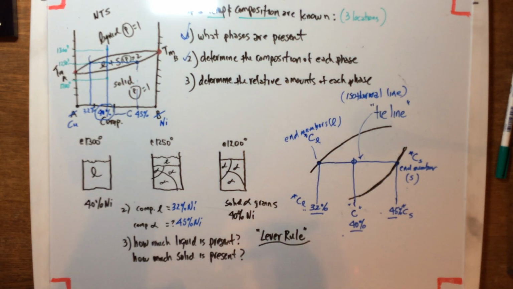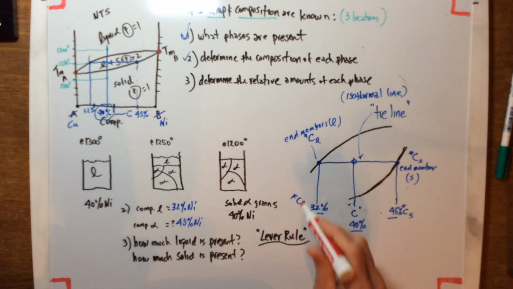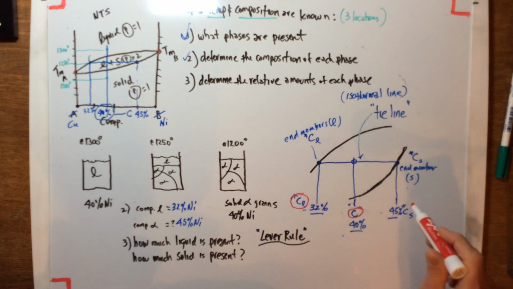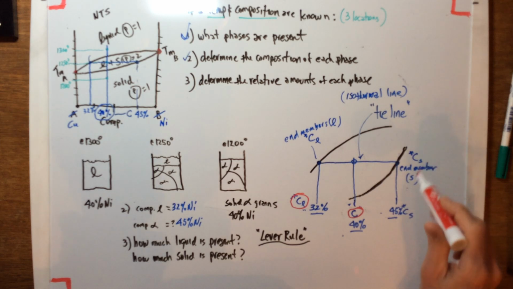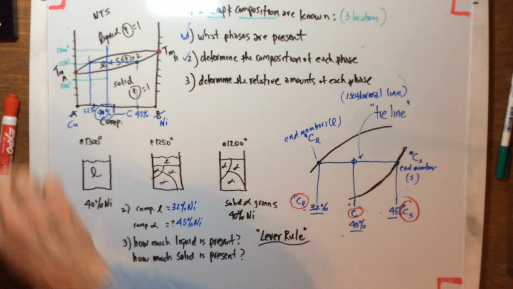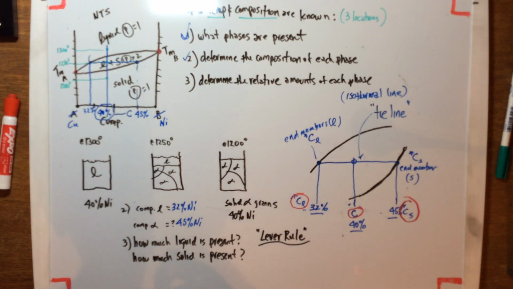Okay, so let me write this in terms of the variables here. Just the letters. So I'm going to be using the C star L, the C, and then the C star S. All right. Okay, so let's look at how much liquid is present first of all. So we want to do percent liquid, and you would write it just like that, percent liquid.